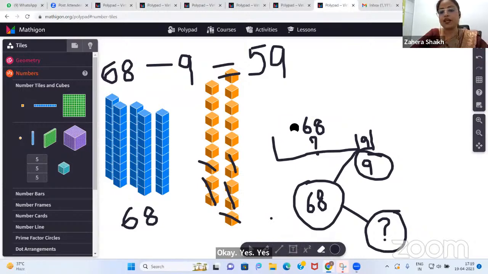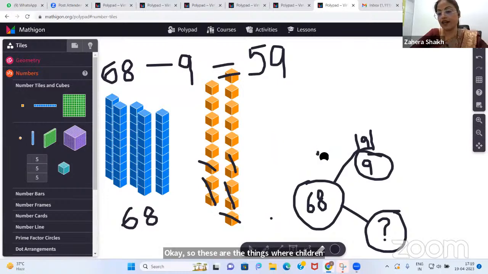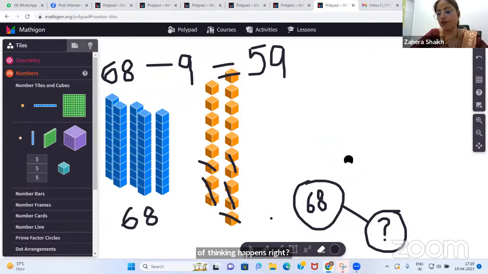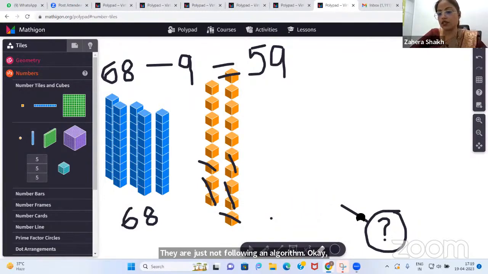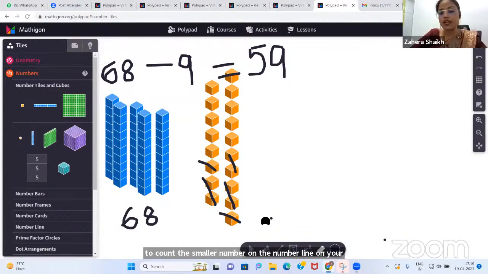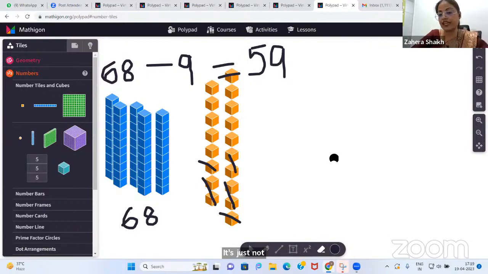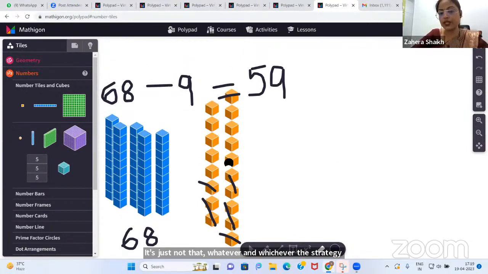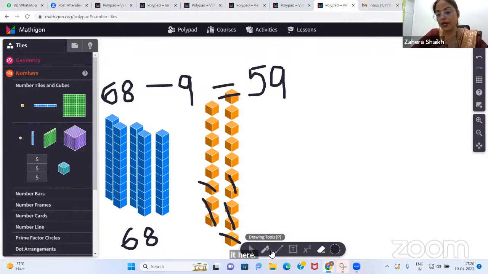Okay. So these are the things where children get the understanding about a number as well as the flexibility of thinking, right? They are just not following an algorithm, like you need to count the smaller number on the number line on your finger, or keep the bigger number in your mind. It's just not that. Whichever strategy they feel is comfortable, they can do it. Here you see they can use another strategy as well.